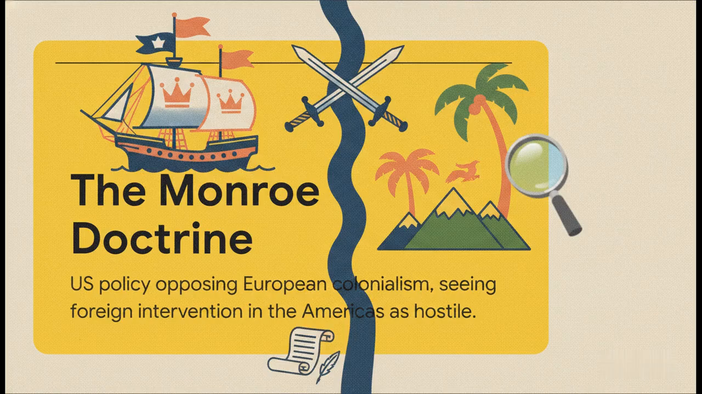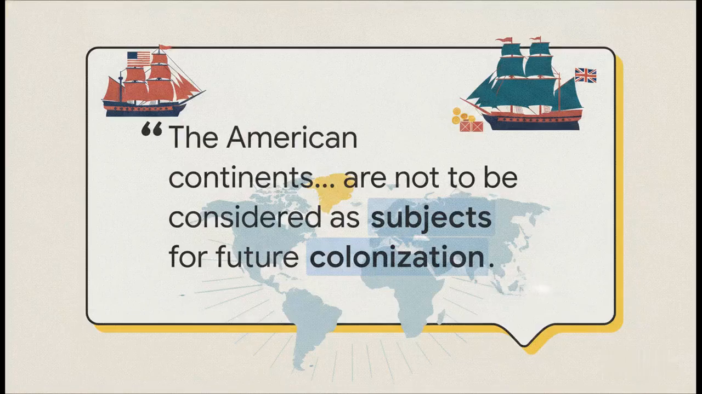At its core, it was a U.S. foreign policy opposing European colonialism. It essentially held that any foreign intervention in the political affairs of the Americas would be seen as a direct, hostile act against the United States itself. Crafted primarily by Secretary of State John Quincy Adams and delivered by President James Monroe, its original intent was strictly defensive. The whole goal was simply to keep the Old World and the New World in completely separate, distinct spheres. President Monroe laid it out incredibly clearly in his 1823 address, stating, "The American continents are henceforth not to be considered as subjects for future colonization by any European powers."